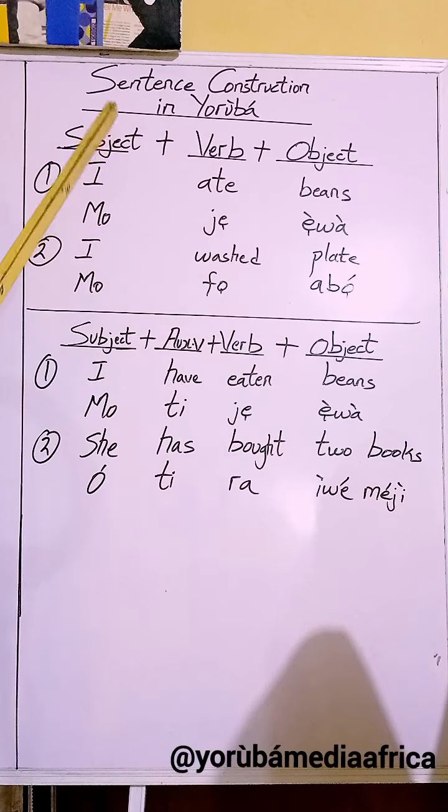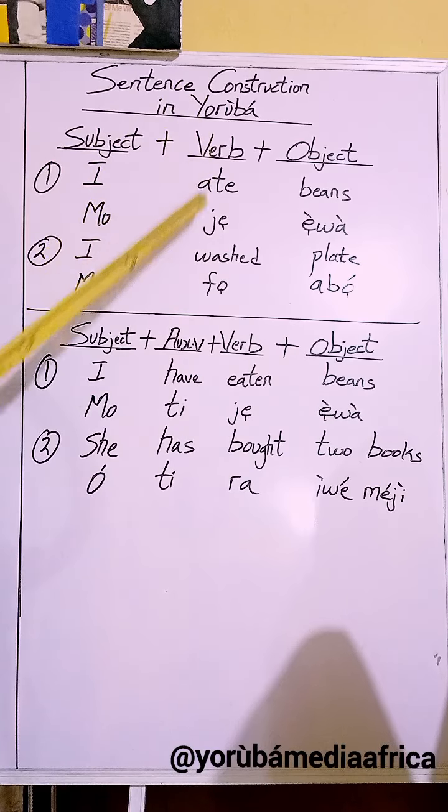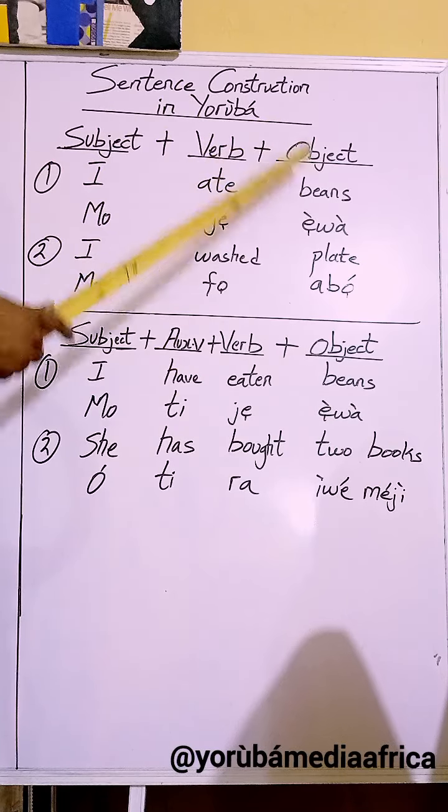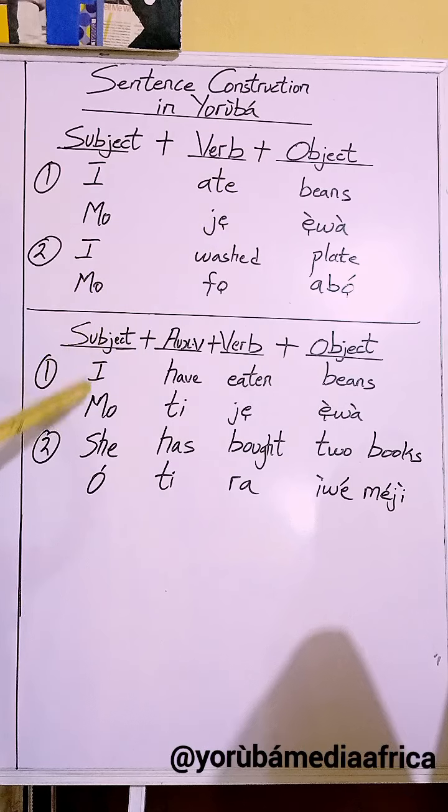Now, all these subjects can be replaced with nouns or pronouns. So, as you wish, once you know the subject you want to use, that is the noun you wish to use or pronoun, put it here. You have your verb, put it here, and you have your object, put it here. The same thing applies to this formation.